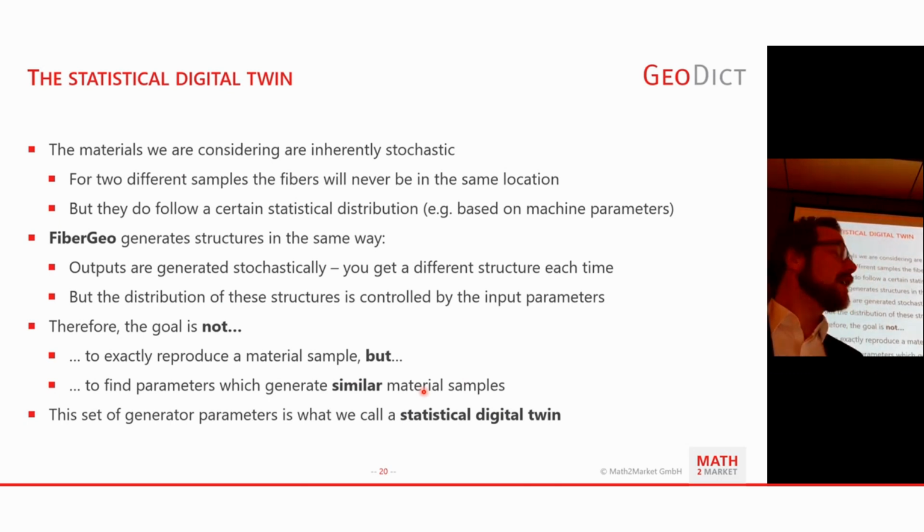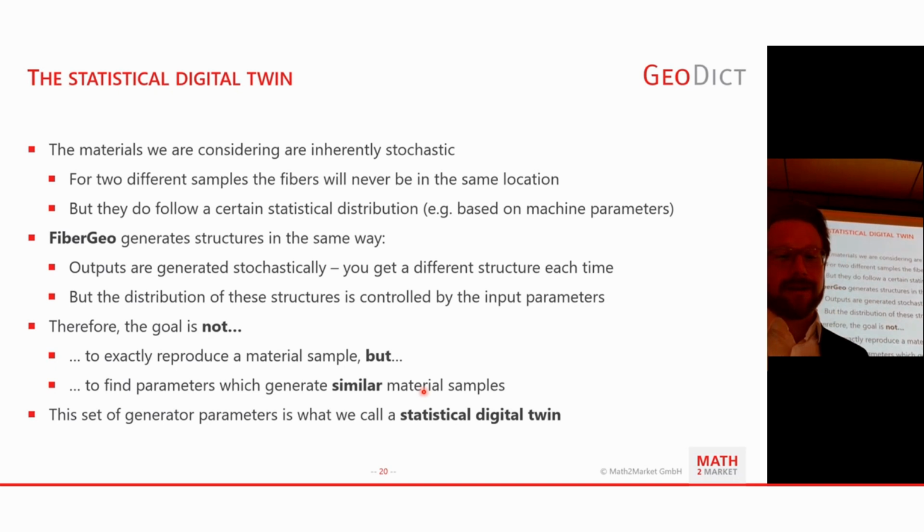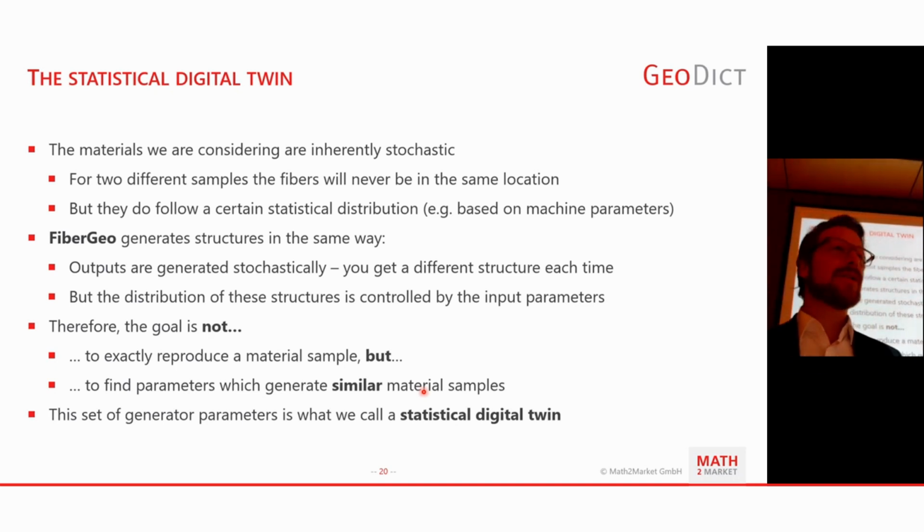And FiberGeo generates structures somewhat in the same way. The outputs are generated stochastically. You get a different structure each time. So each time you press on the run button in FiberGeo, as you might know, you get a different structure. But the distribution of this structure, for example, the fiber diameter distribution, the orientation distribution, etc., and the porosity or solid volume percentage is controlled by the input parameters that you enter into the dialog of FiberGeo.